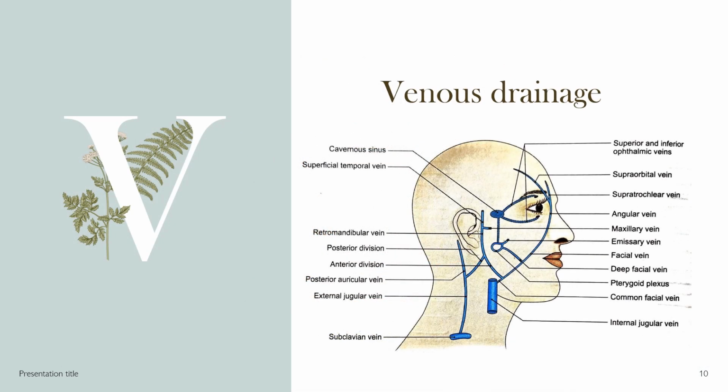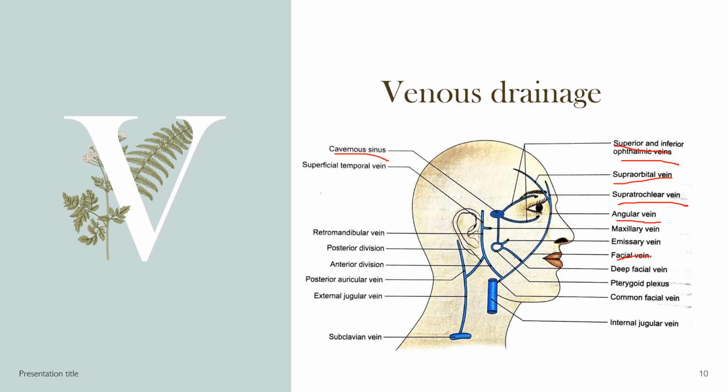Venous drainage. So now, in venous drainage, we can see here, firstly, there is the supraorbital vein, then the supratrochlear vein, then they fuse to form the angular vein. After that, the angular vein will convert into the facial vein. Now, here, the superior ophthalmic and inferior ophthalmic veins are seen around the eyes. Then comes the cavernous sinus. So these are draining into the cavernous sinus.